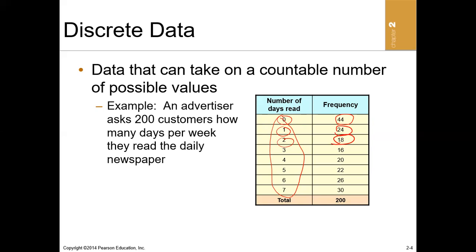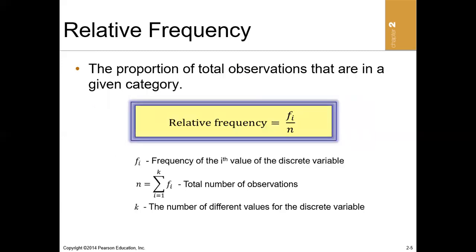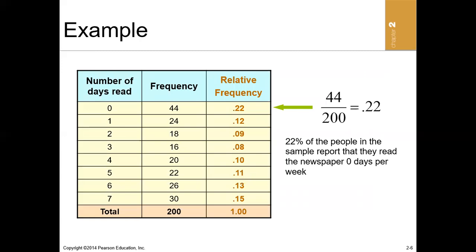How do we construct a relative frequency? To construct a relative frequency, all that you need to do is divide each frequency by the total frequency. So relative frequency is simply each frequency divided by the total frequency. If you divide 44 by 200, we are going to get the relative frequency. So you do that for all the others and you get these relative frequencies. That's how we come about the relative frequencies.